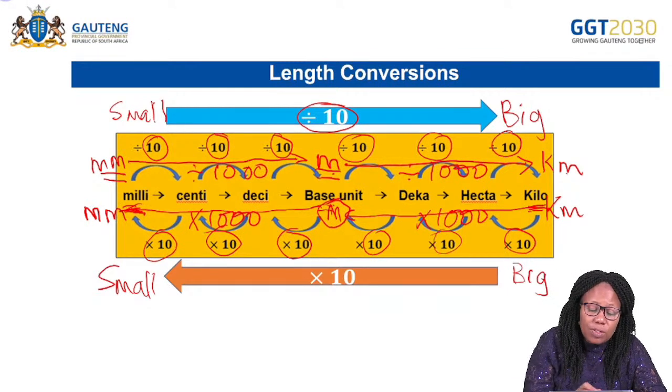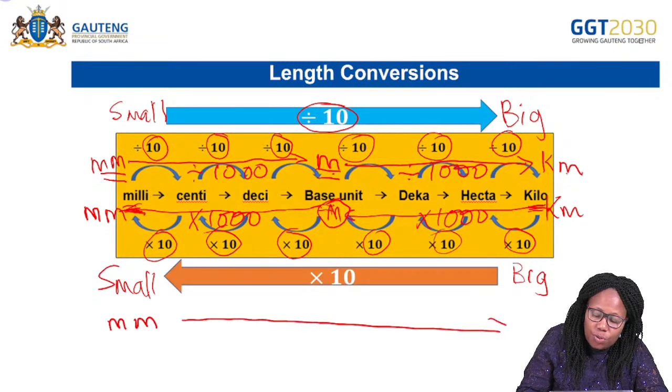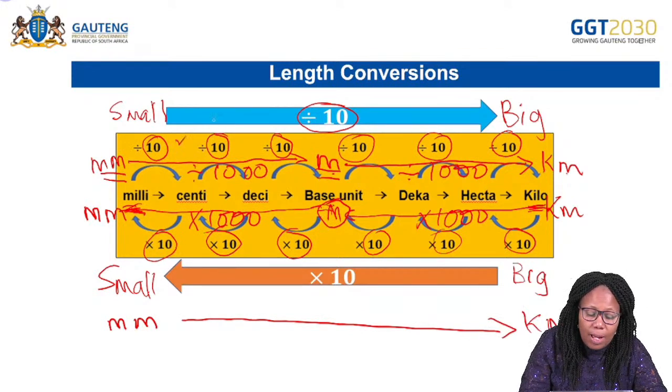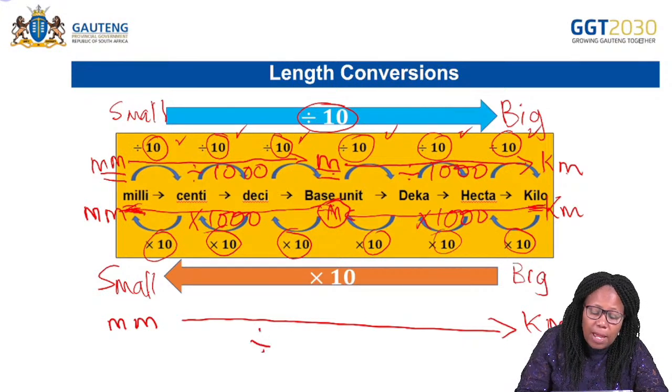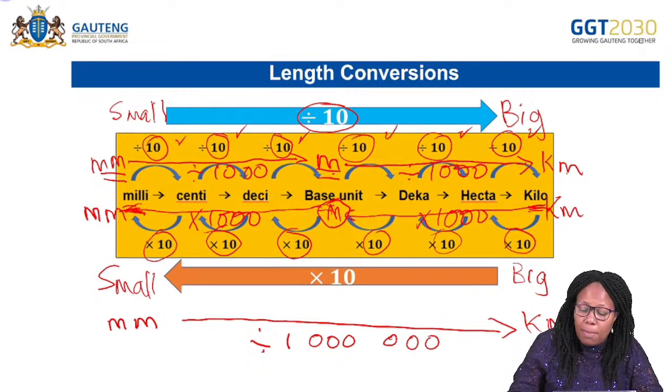This basically means what now, grade 12? If I am moving from millimeters to kilometers, how many steps are in between? 1, 2, 3, 4, 5, 6. Small to big, therefore I am dividing by how many? 6 zeros, grade 12. I hope this is clear now to everyone. Small to big, you divide, and big to small, you multiply.